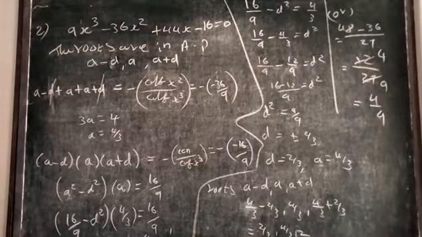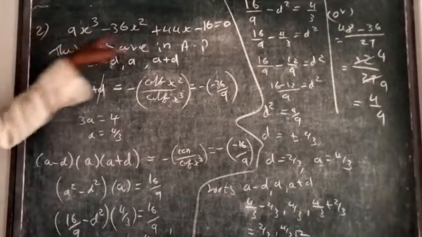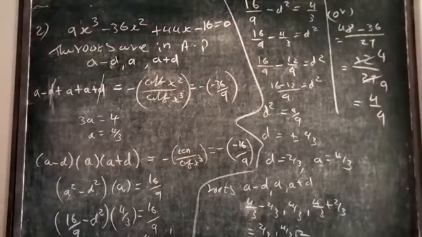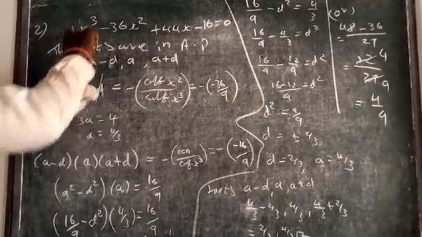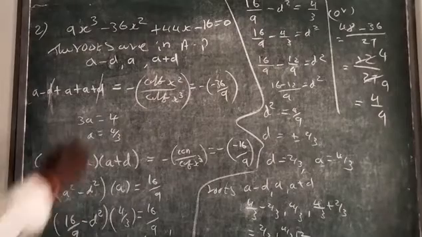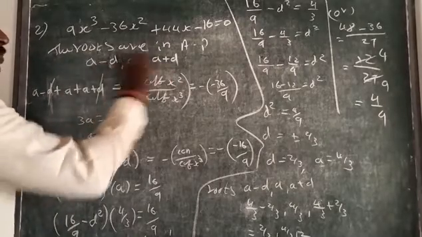In this question, they have given a cubic polynomial. They told that the roots are in AP. Then what are the roots of the polynomial? So a cubic polynomial confirms it has three roots. Since the three roots are in AP, we can write them as a minus d, a, and a plus d.